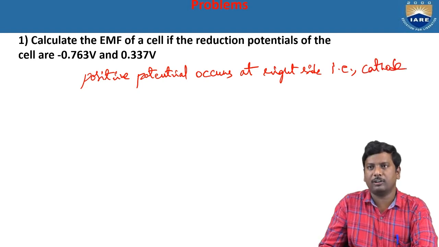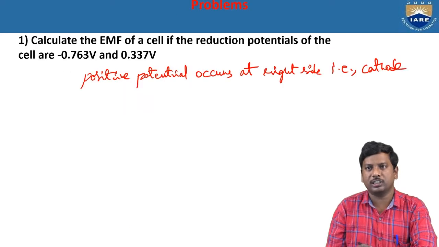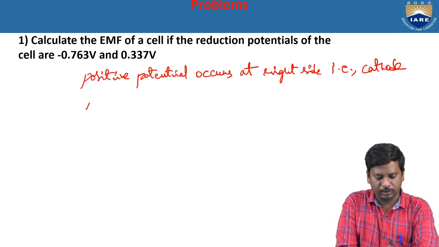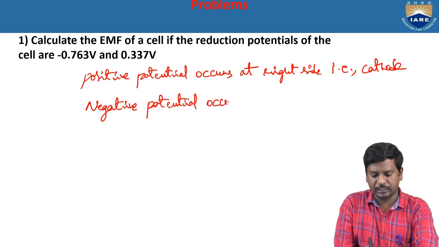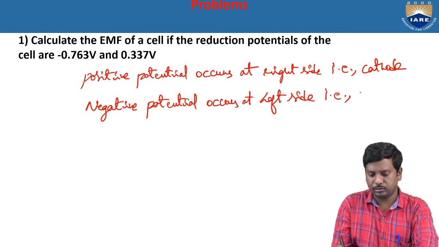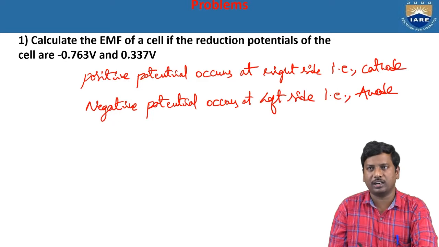So already we said what reaction takes place at the cathode: the reduction reaction. Reduction means gain of electrons. And the negative potential occurs at the left side, that is the anode. So always at the anode, the oxidation reaction takes place. Oxidation means loss of electrons.